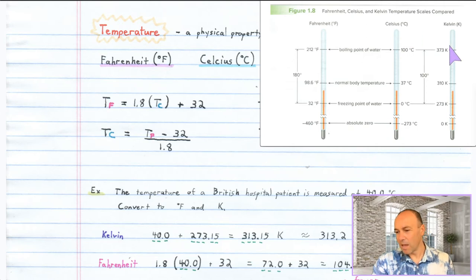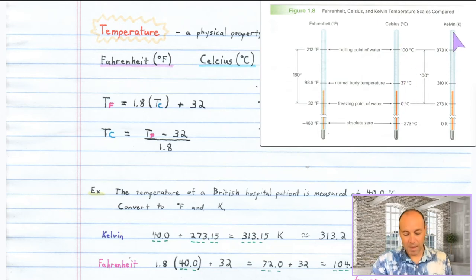Now the Kelvin scale is pretty closely related to the Celsius scale. The size of a Kelvin degree is the same as the size of a Celsius degree. So water freezes at 273 Kelvin, but it boils at 373 Kelvin. So it takes 100 Kelvin degrees to go between the two temperatures, just like it does in the Celsius scale.